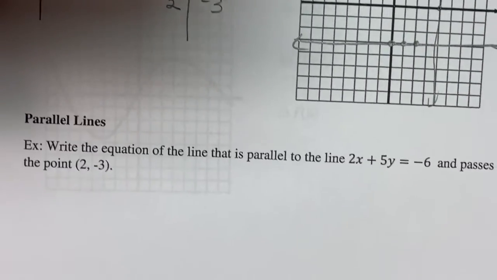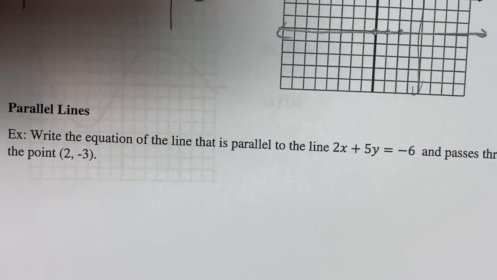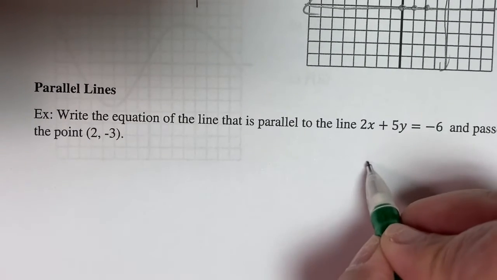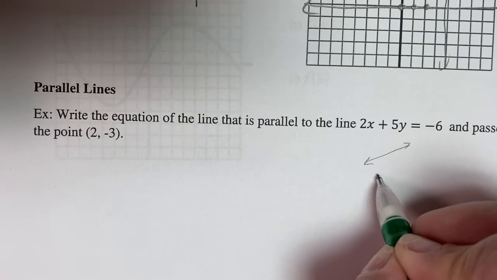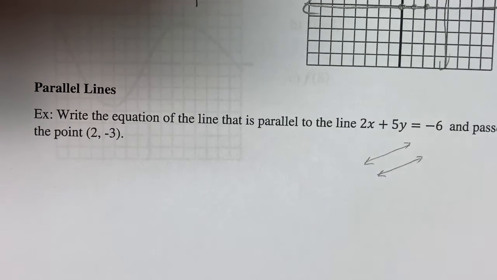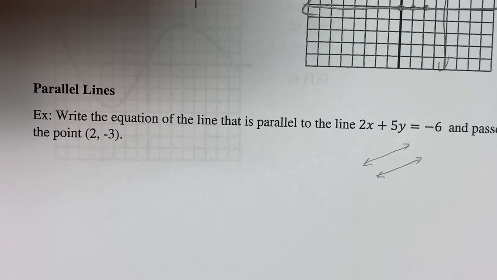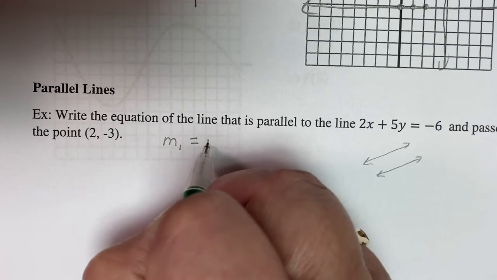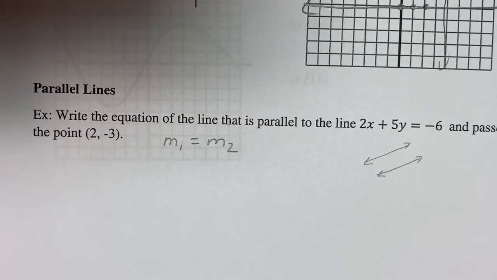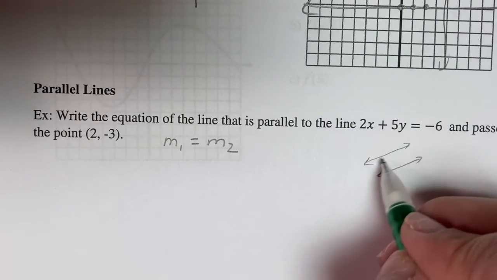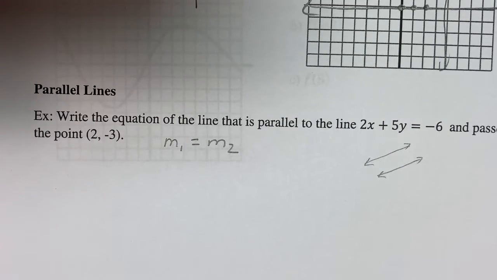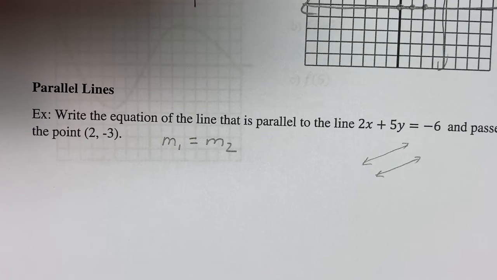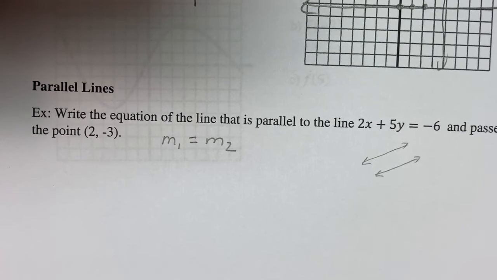Let's talk about parallel lines here. Remember, parallel lines are lines that never meet. What you need to remember is that parallel lines have the same slope. So if they're parallel, the slope of the first one is going to equal the slope of the second one, because they rise or fall at the exact same rate. And that's really all slope is, it's a rate.